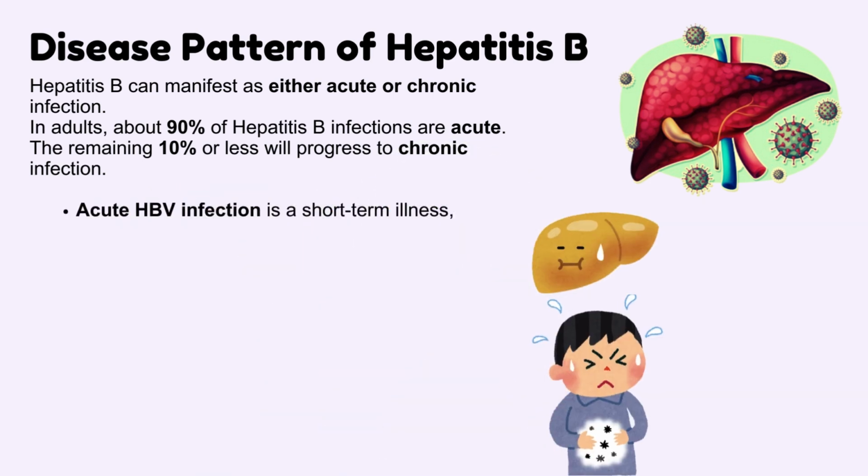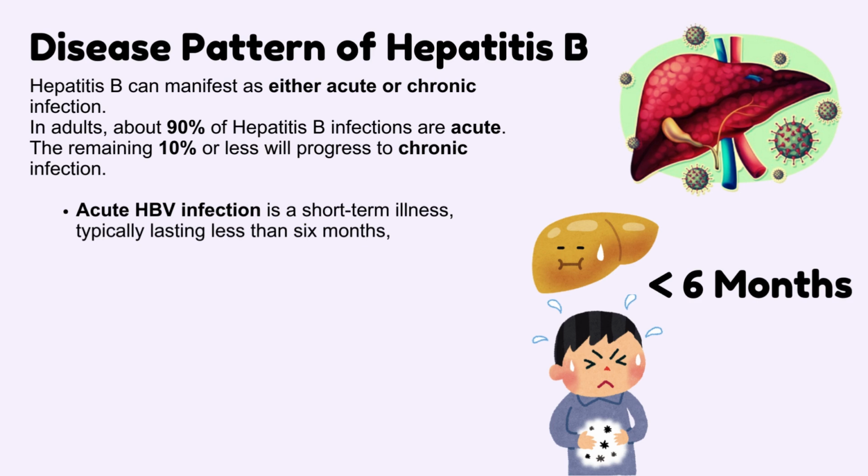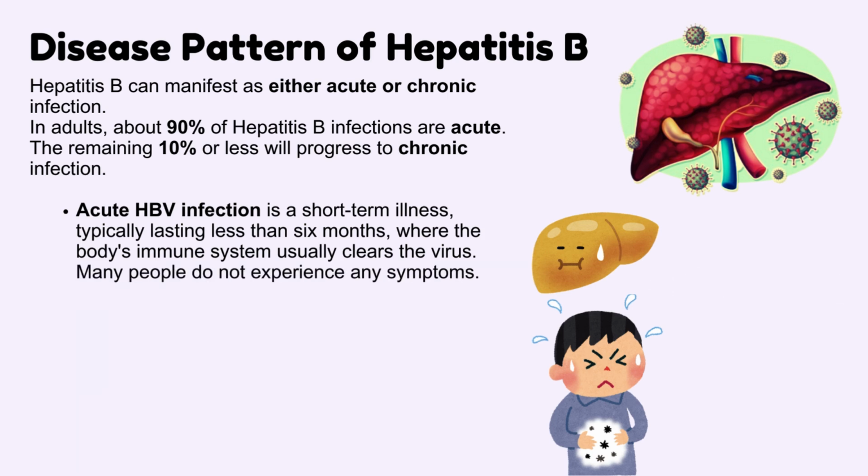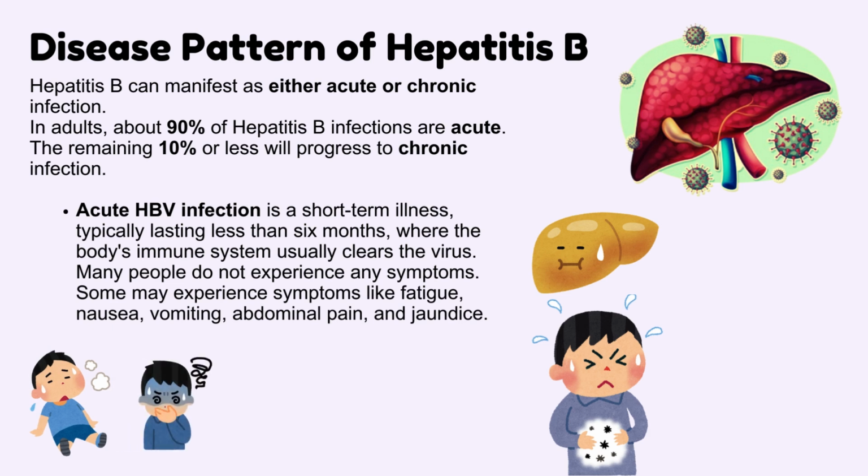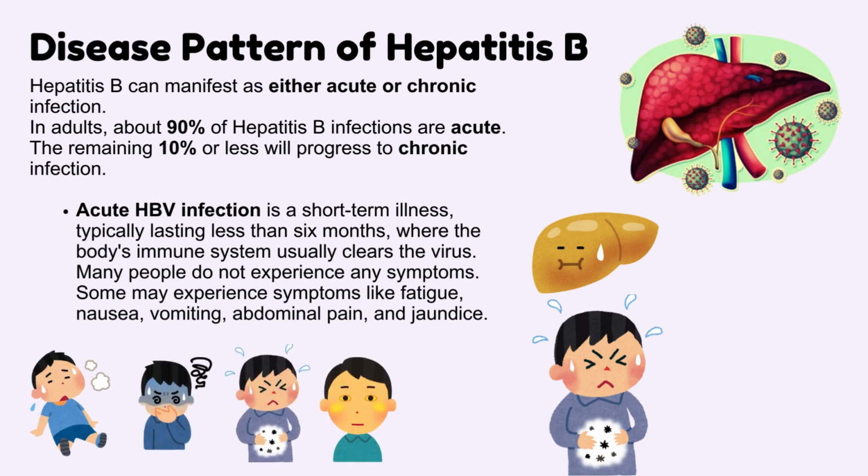Acute HBV infection is a short-term illness, typically lasting less than 6 months, where the body's immune system usually clears the virus. Many people do not experience any symptoms. Some may experience symptoms like fatigue, nausea, vomiting, abdominal pain, and jaundice.